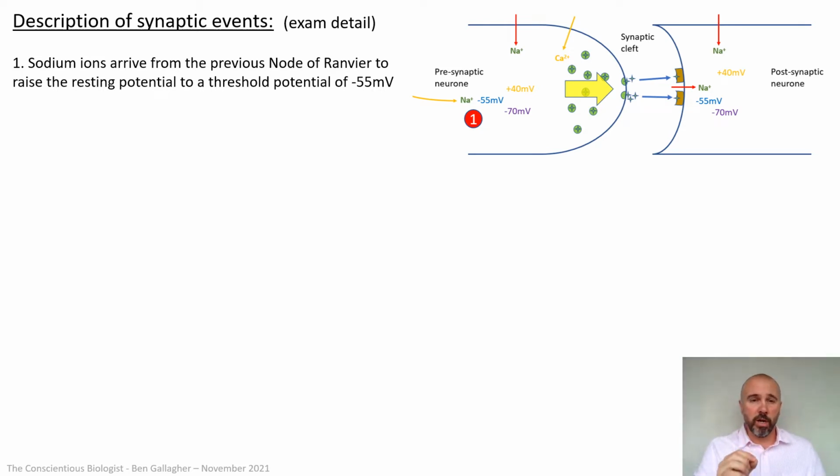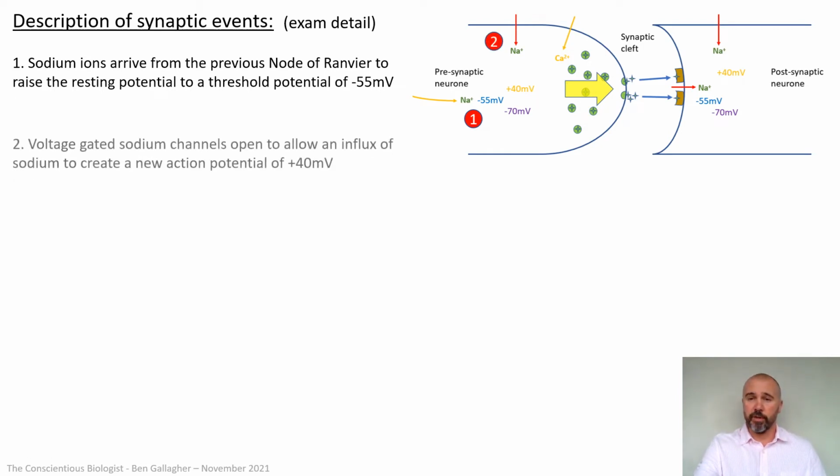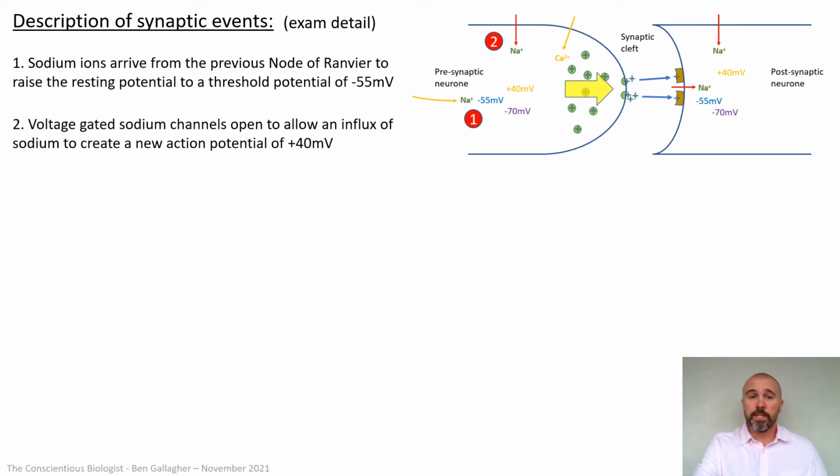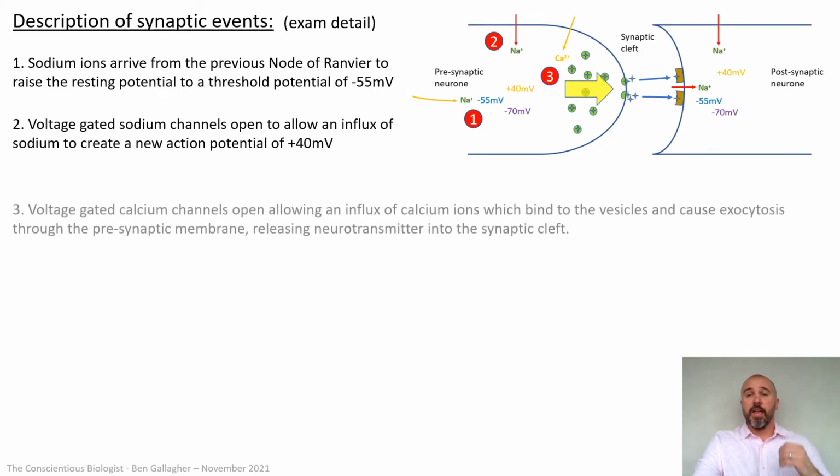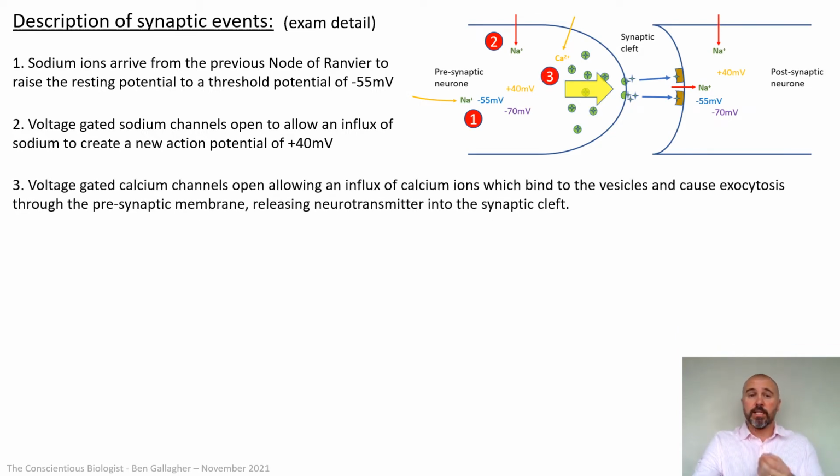So the sodium ions arrive from the previous node of Ranvier to raise the resting potential to a threshold potential of minus 55. At 2, that opens the voltage gated sodium channels, allowing an influx of sodium to create a new action potential of plus 40. That action potential is going to open voltage gated calcium channels.